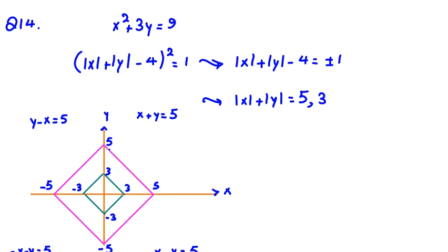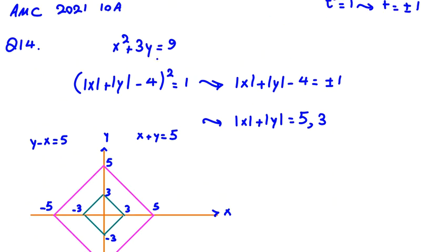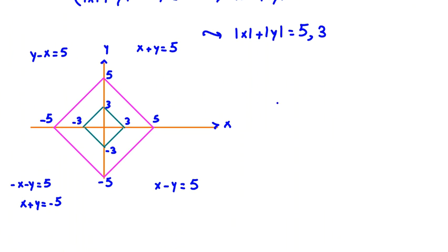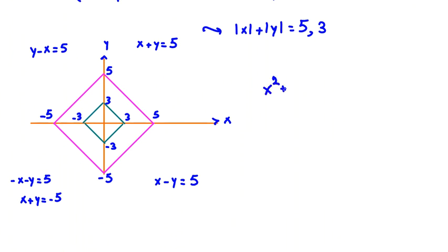And now, here, x squared plus 3y equal to 9. So let's solve this one by red. So 3y equal to what? Minus x squared plus 9. So y equal to what? Minus x squared over 3 plus 3. So because it is negative, it opens down.